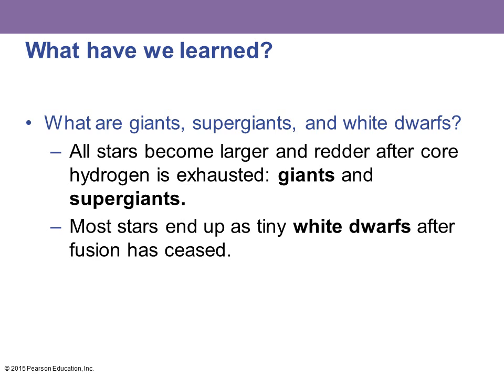And then what are giants, supergiants, and white dwarfs? Well, all stars become larger and redder after the core hydrogen's exhausted. They become giants and supergiants, and most stars end up as tiny white dwarfs after fusion has ceased. So they're hotter, but they're much, much smaller.